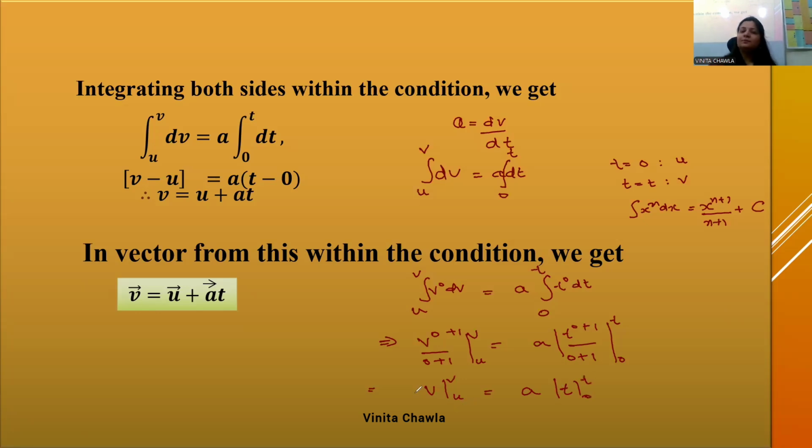अब क्या करते हैं? First we put the upper limit and then we put the lower limit in u. Lower limit is u, so we'll write v minus u. First we write upper limit, t के place पे t लिखेंगे, minus अब t के place पे 0 लिखेंगे, ठीक है? This is how we integrate. So this relation is v is equal to u plus at.